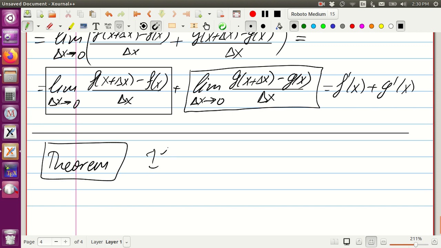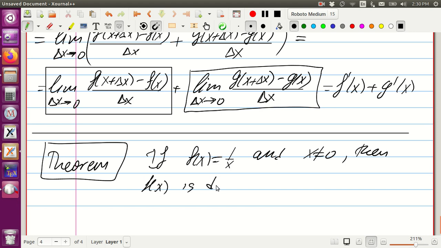This rule says if f of x is equal to 1 over x, and x is not equal to 0, because if you use 0, you will be dividing by 0, not really good, then f of x is differentiable.